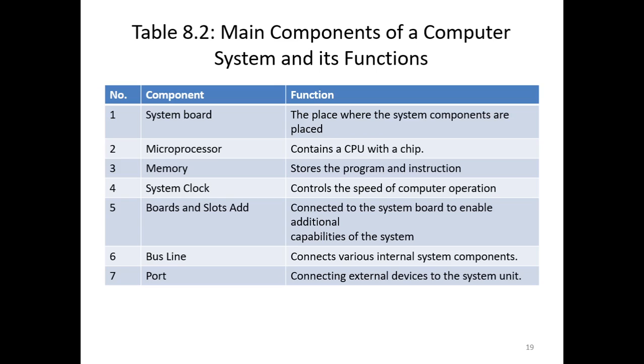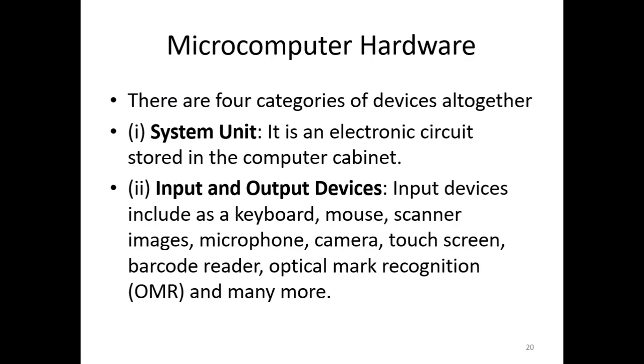And we have what we call the main components of a computer system and their functions. Okay, what do they do? What is there in the computer? We have the system board, microprocessor, memory, system clock, boards and slot pads, what we call the bus lines, and the port, and also the different functions for each of these. The system board is where the system components are placed, then the CPU, the microprocessor, and so forth.